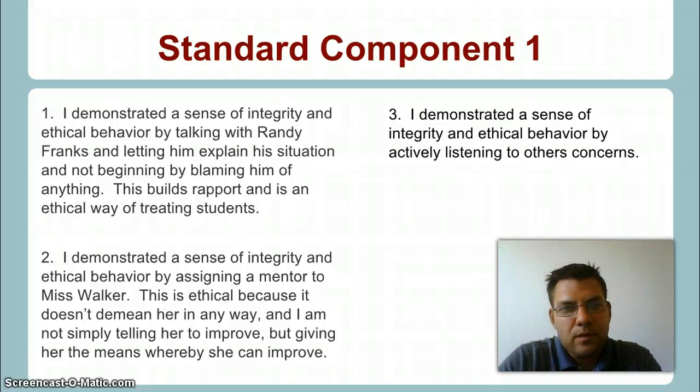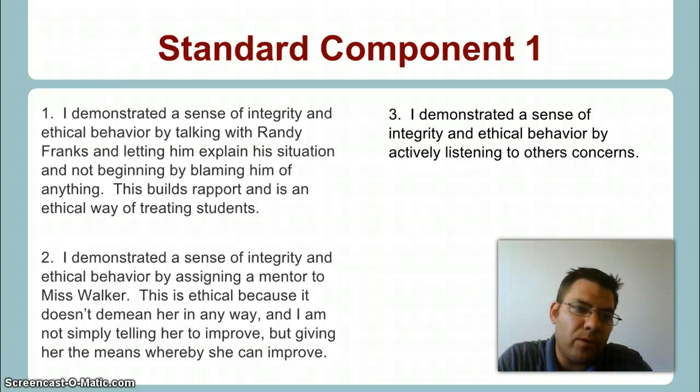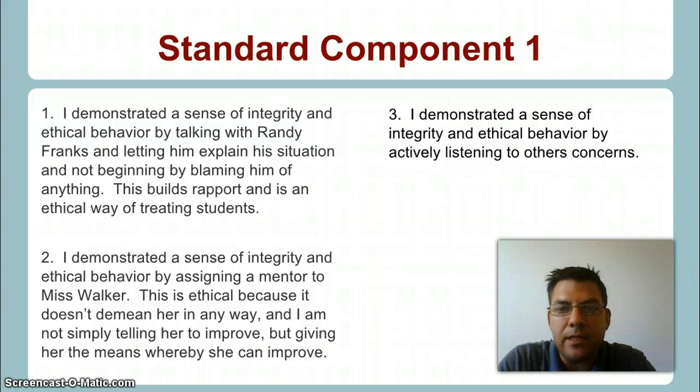So, regarding the standards, I demonstrated a sense of integrity and ethical behavior by talking with Randy Franks and letting him explain his situation and not beginning by blaming him of anything. This builds rapport and is an ethical way of treating students. Second, I demonstrated a sense of integrity and ethical behavior by assigning a mentor to Ms. Walker. This is ethical because it doesn't demean her in any way, and I am not simply telling her to improve, but giving her the means whereby she can improve. And third, I demonstrated a sense of integrity and ethical behavior by actively listening to others' concerns.